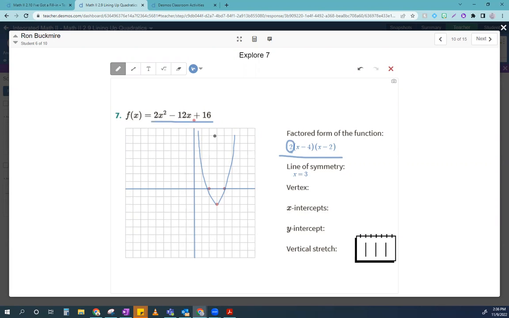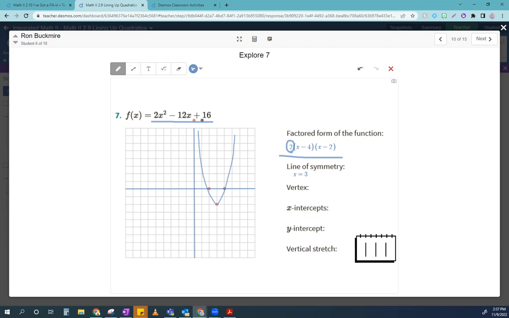Very good, Jaylene. Yes, ma'am. Someone asked, Ms. Johnson, is a vertical stretch meaning it's a number other than 1? Yes, exactly. So if it was 1/2, it's a different kind of vertical stretch. Remember, we talked about it as being really, really wide, right?